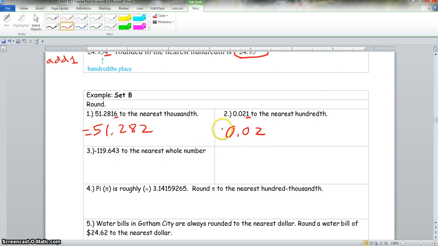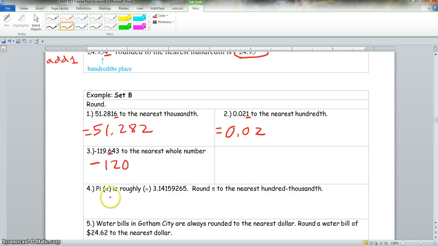Okay, now we go here to number 3. Now this is negative, but we still look at the place value. It says to the nearest whole number. So that means that we're going to round to the ones place. That's what it means when it says nearest whole number. They want you to round to the ones place. So we know the place value next to the ones place is the tenths place. So this falls in the 5 through 9. So we add 1 to this 9 here, and this will end up being a negative 120.